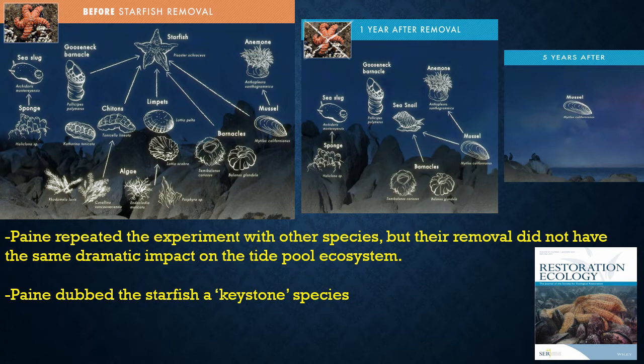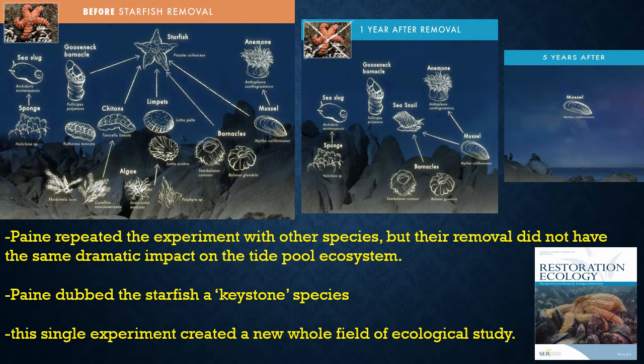And because of this, Paine dubbed the starfish with a unique term that we now know and take for granted in biology called a keystone. He said the starfish is a keystone species. If something happens to the starfish, the entire ecosystem basically collapses. And that's where the term keystone species comes from.